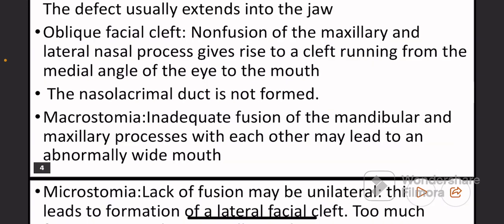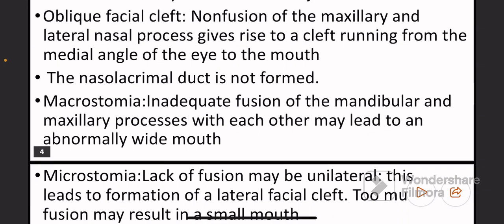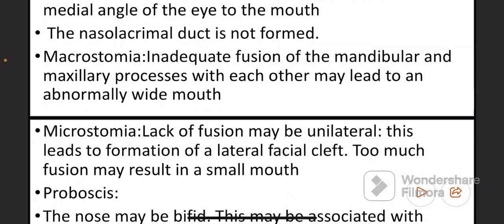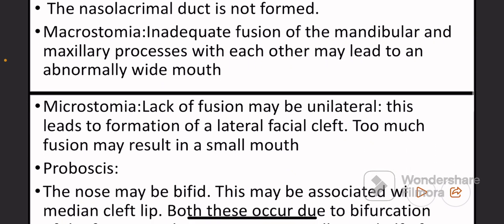Then another defect is macrostomia and microstomia. Stomia means mouth and macro means bigger. So from this name you can conclude that macrostomia means bigger mouth, wide mouth. It occurs due to inadequate fusion of the mandibular and maxillary processes, while microstomia is due to excessive fusion. Okay, then the other is proboscis.